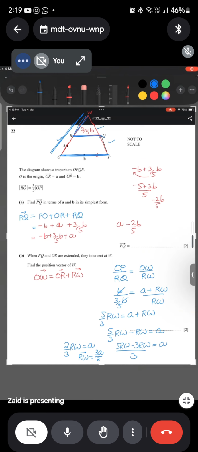I took RW to the other side of the equation. Subtract: 3 ones are 3, 5 minus 3, I took the LCM, 3 ones are 3, 5 minus 3 whole divided by 3. So it's going to be 2 upon 3 RW. When I made RW the subject, it became 3 upon 2A. So OR is A, 2 ones are 2 plus 3, so it's going to be 5 upon 2A.